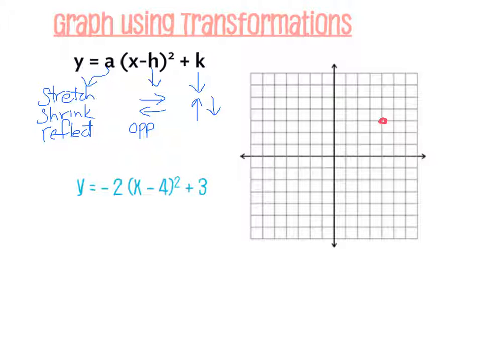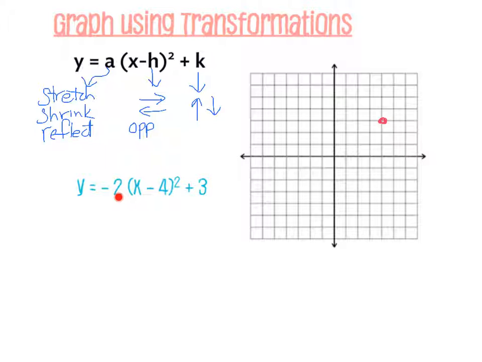The other thing that you should notice here is this a value. Because it's negative, I know that this parabola is going to open downward. And this 2 is going to actually be a stretch, a vertical stretch. On a parent graph, this a value is a 1. Anything that's bigger than 1 is going to be a stretch. Less than 1 is going to be a shrink.